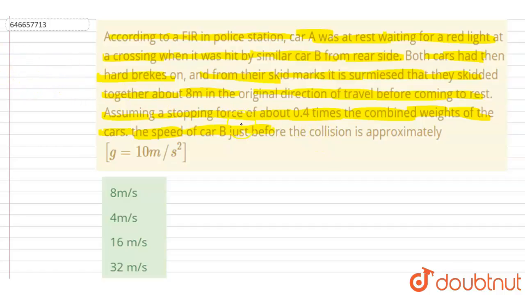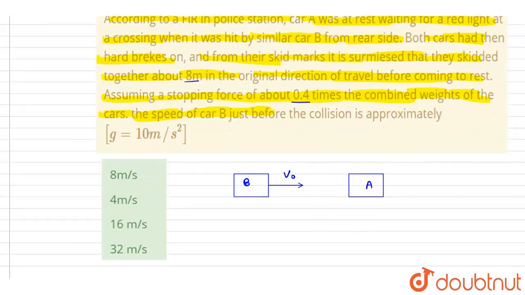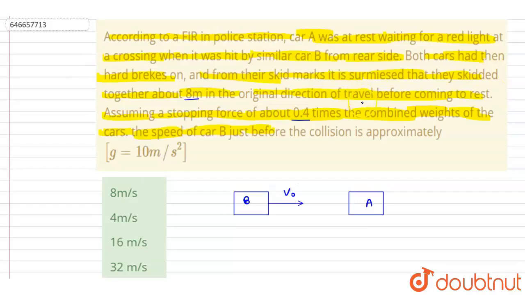So if you see, they both combine after the collision and move about 8 meters, and the stopping force was 0.4 times the combined mass. Let's say these are the two cars, the mass is the same, and car B was moving with velocity v0. A was at rest. So after the collision, what will happen? They combine here, and the combined mass moves a distance of 8 meters.